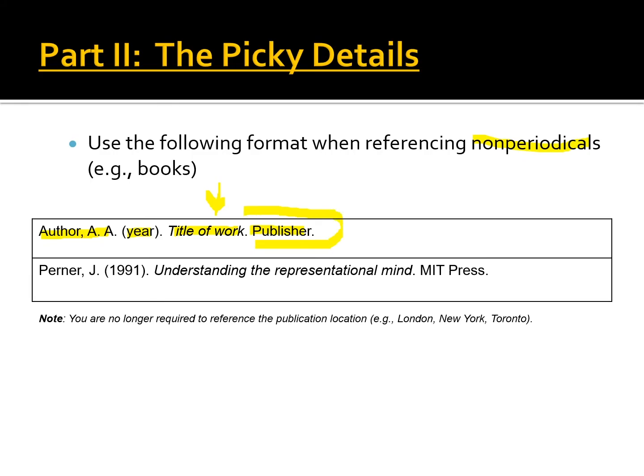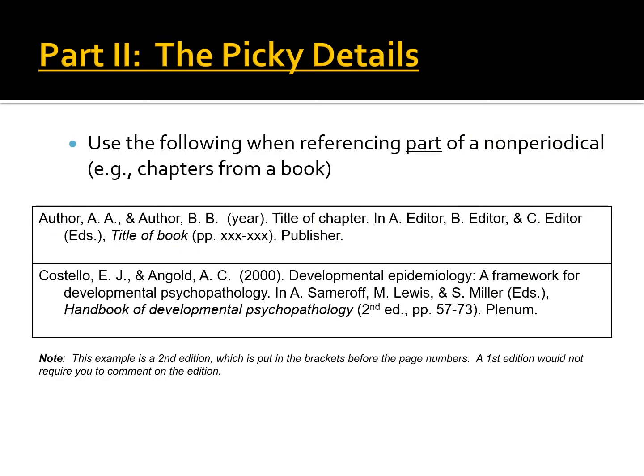So for instance, in the olden days, we would have to put the title of the work and then we would have to put where the work was published. So for instance, London or New York or Toronto or whatever. You don't have to do that any longer. You just need to put the publisher itself. So in this example, Perner J from 1991, Understanding the Representational Mind, published by MIT Press. That's it.